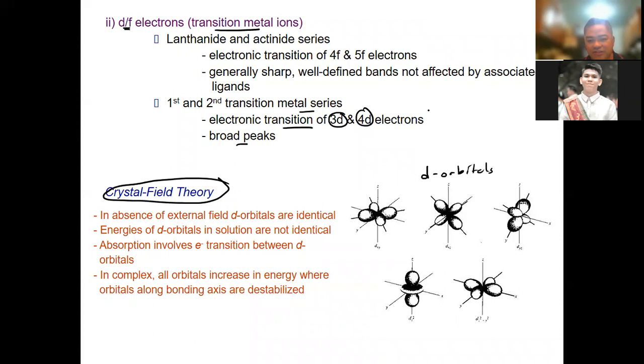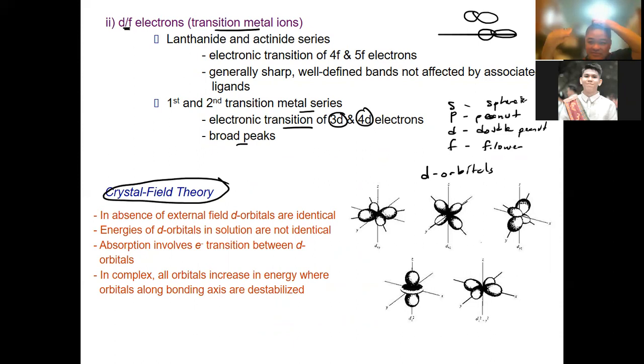d orbitals. You still remember s, p, d, f, right? So usually I call this the sphere. And then I call this the peanut, because a p orbital is really like a peanut, right? And then the d here, I call it the double peanut. And then the f, I call it the flower. It's just describing the shape that they have.